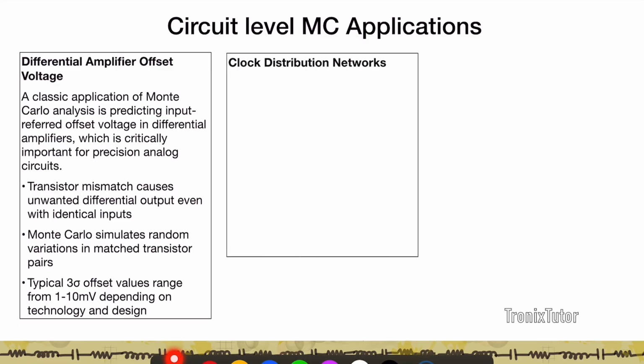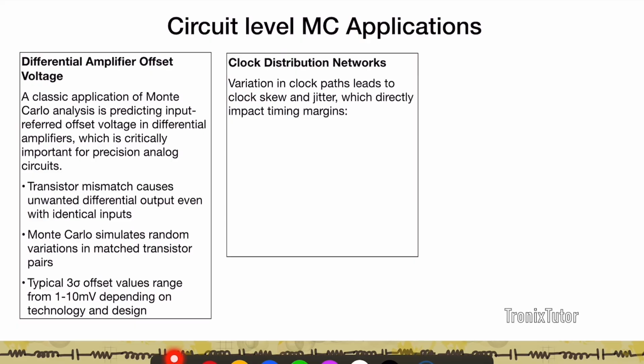Another example from the digital world will be clock distribution, right? Remember, you have clock going to multiple parts of the chip, and these clocks are going through various devices, various logic of varying depths, etc. Variation in the clock path essentially leads to a clock skew, and can also cause jitter, which, as you've seen in STA, affects timing margins, right?